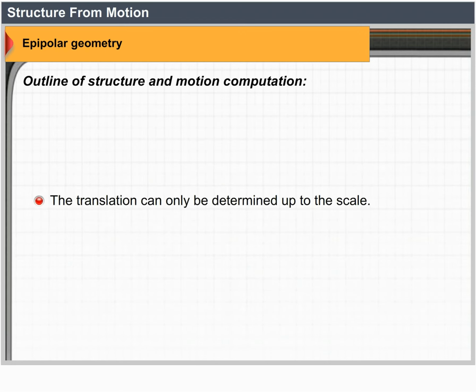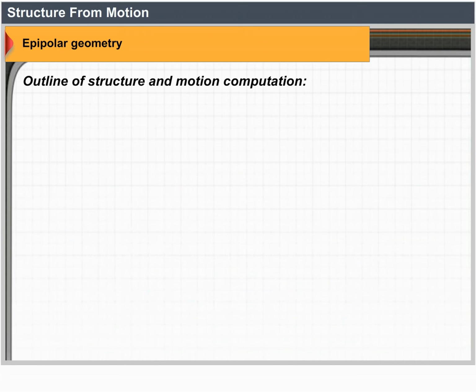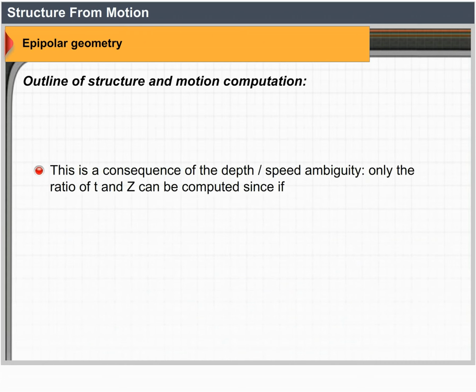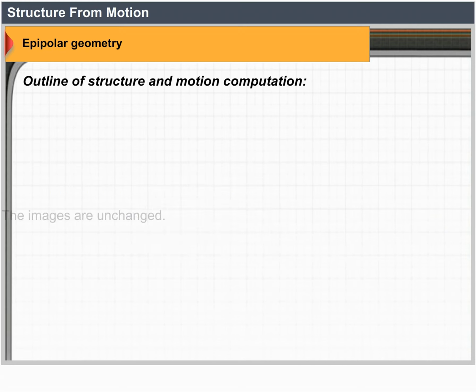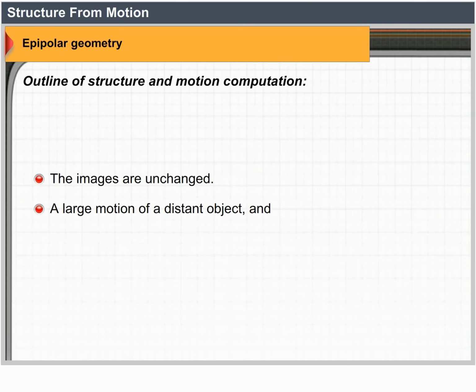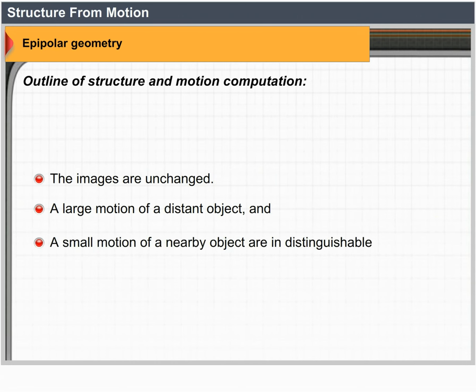This is a consequence of the depth-speed ambiguity. Only the ratio of t and z can be computed, since if t tends to lambda t and z tends to lambda z, the images are unchanged. A large motion of a distant object and a small motion of a nearby object are indistinguishable.